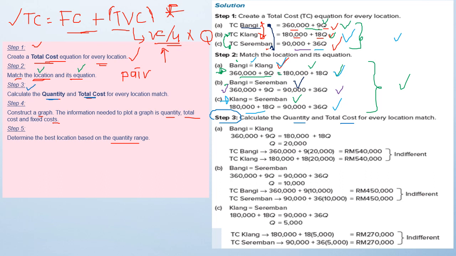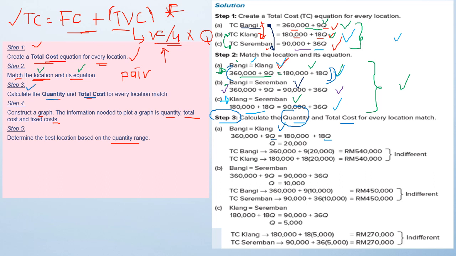So the first match is Bangi and Kelang. We match Bangi with Kelang with this equation just now. Ini equation yang tadi kita dapat. 360,000 plus 9Q equal to 180,000 plus 18Q. So now in order to calculate the quantity, we need to find what is Q. Kita kena selesaikan dan cari apa itu Q. So work on this equation match and find Q.